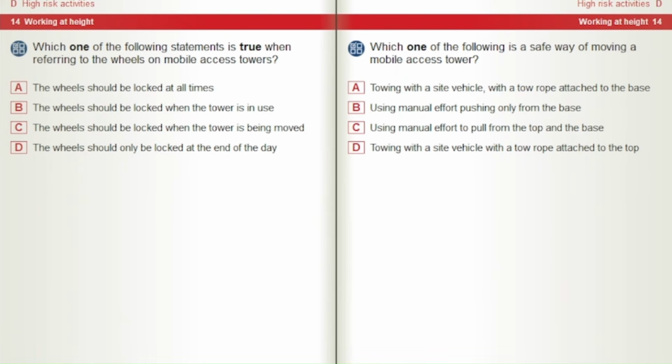Which one of the following statements is true when referring to the wheels on mobile access towers? The wheels should be locked at all times. The wheels should be locked when the tower is in use. The wheels should be locked when the tower is being moved. The wheels should only be locked at the end of the day.